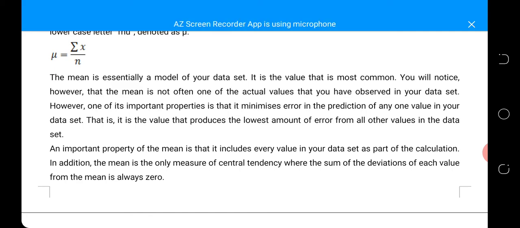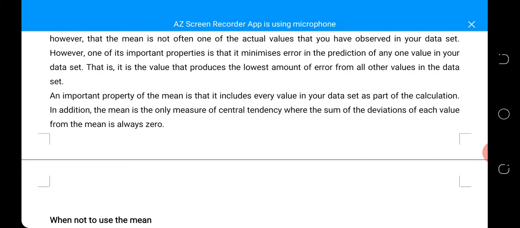The mean is essentially a model of your data set. It is the value that is most common. You will notice, however, that the mean is often not one of the actual values that you have observed in your data set. However, one of its important properties is that it minimizes error in the prediction of any one value in your data set. That is, it is the value that produces the lowest amount of error from all other values in the data set.